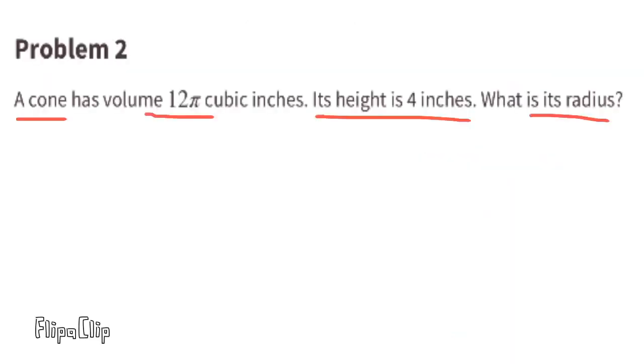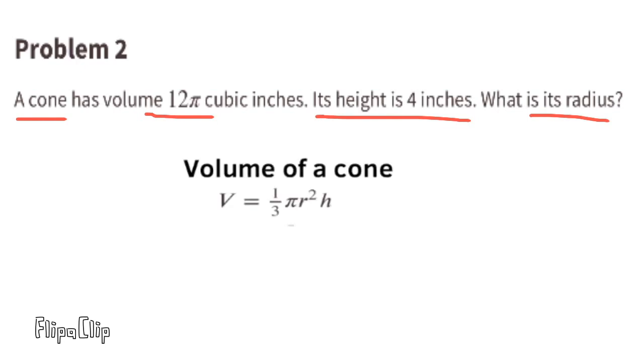Problem number 2. A cone has volume 12 times pi cubic inches. Its height is 4 inches. What is its radius? The formula for the volume of a cone is 1/3 times pi r squared times h. The information tells us that the volume is 12 times pi cubic inches. It also tells us that the height is 4 inches, so we can substitute the h with a 4, just like we substituted the v with a 12 times pi.